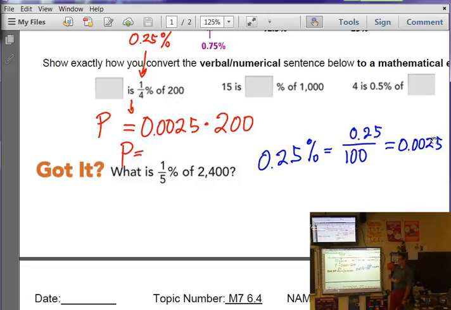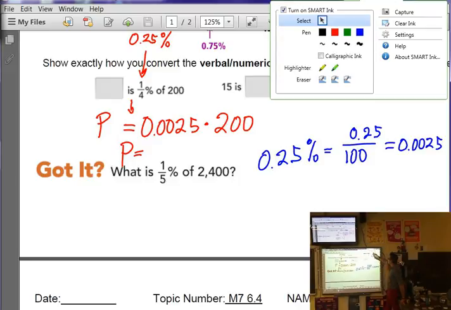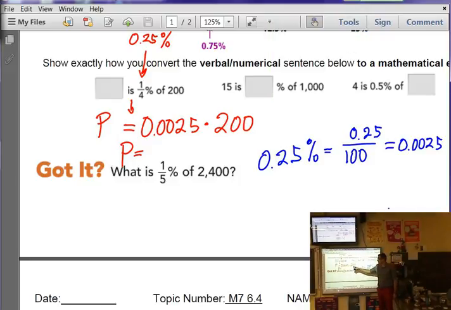That makes sense? Percent tells me divide by 100. So then we might as well get our answer here. If I have 200 times 0.0025, when I multiply by a very small number, I get smaller. What do you get? Oh. You should get a smaller quantity.